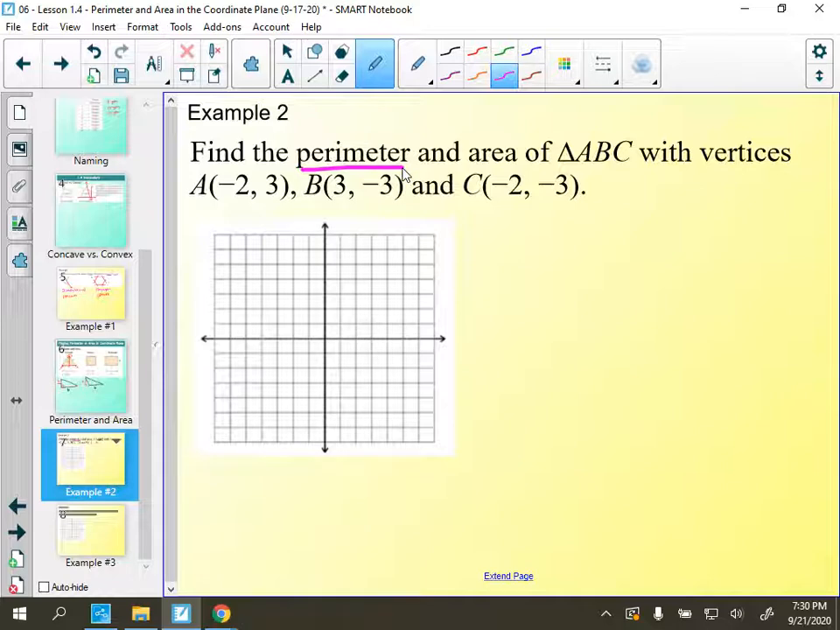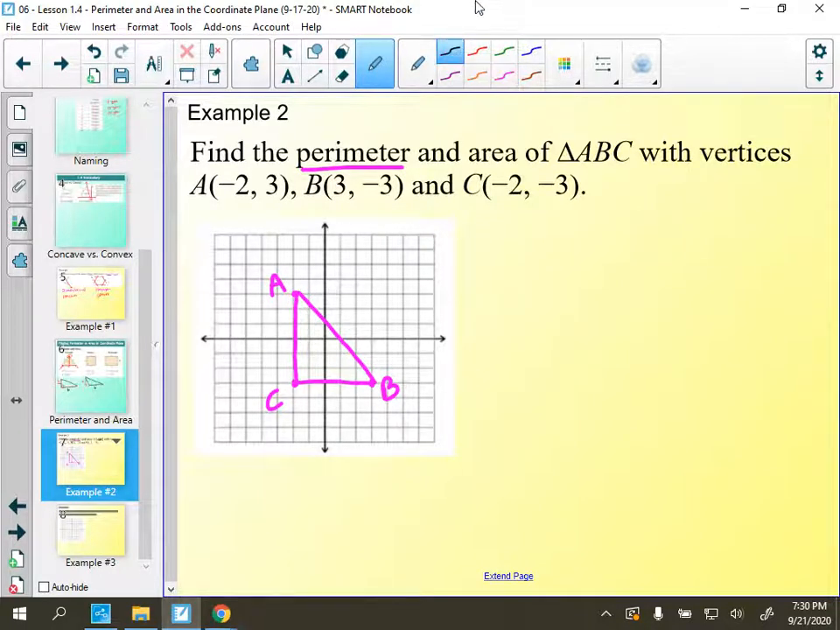Let's go -2, 3. There's my point A. We'll label them. B is 3, -3, so I'm down here at B, and then C ends up being -2, -3. So there's my triangle. Let's connect them. Like I said a second ago, make sure we're plotting accurately. The hardest thing I see sometimes is somebody does a perfect perimeter and area problem of the wrong triangle. You misplotted, and then your perimeter ends up being incorrect. Your area is incorrect because we plotted the wrong point. So take your time and do that part accurately.